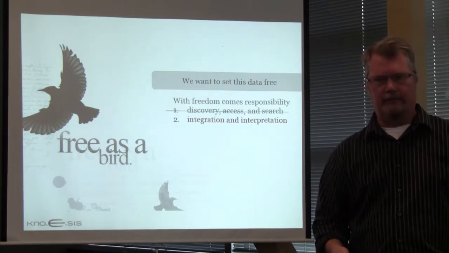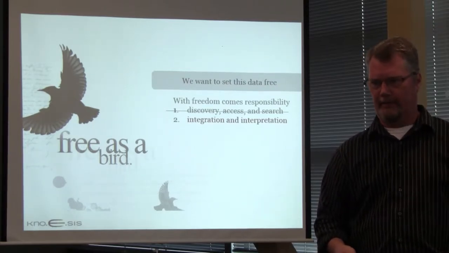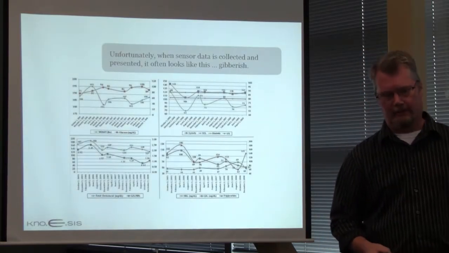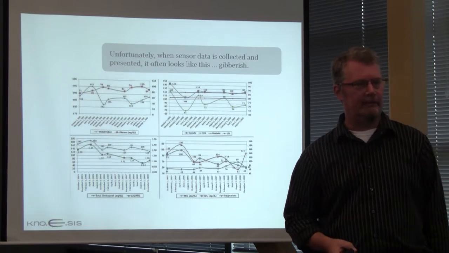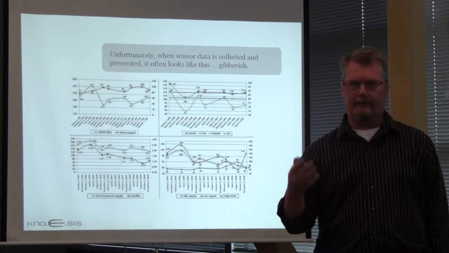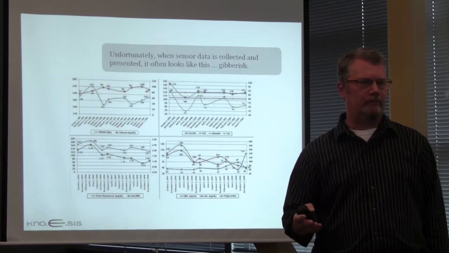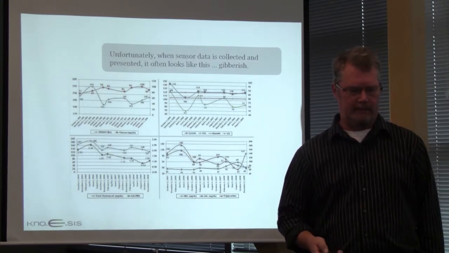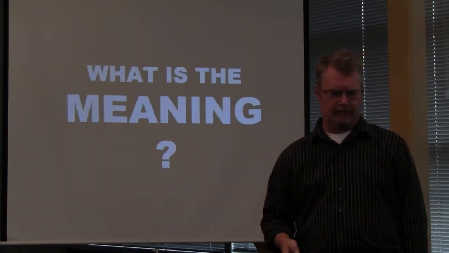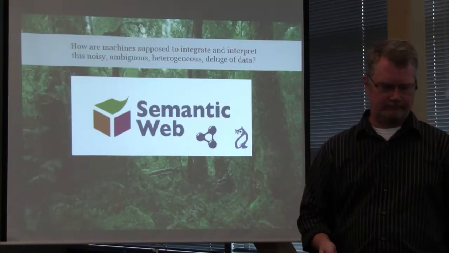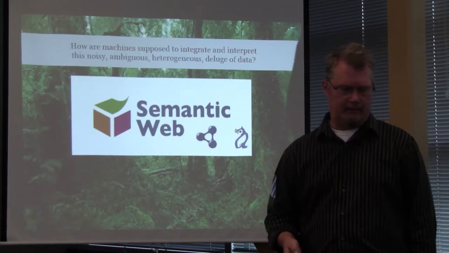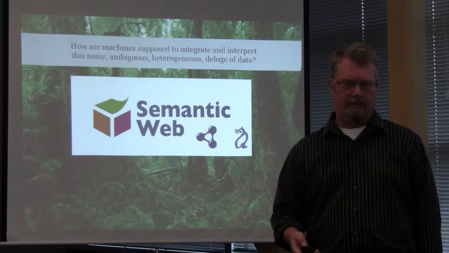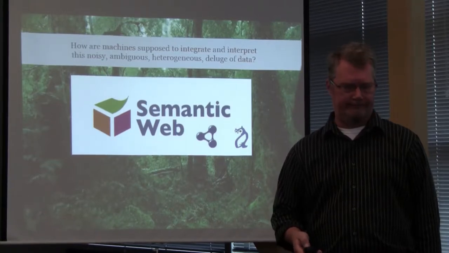And then the next thing we have to do, which is the hard part, is interpret the data. Because when the data comes out of the services, when you graph it, it looks something like this. Everything's got a different axis. Everything's got a different range. So you've got to figure out how these things combine. What is the meaning of these things? And that's where the semantic web comes in. So what we're going to do is work on combining the data together, and then annotate it to get more meaning out of what the data is.